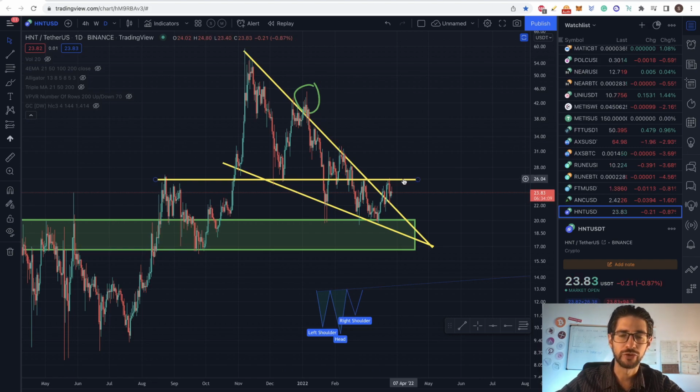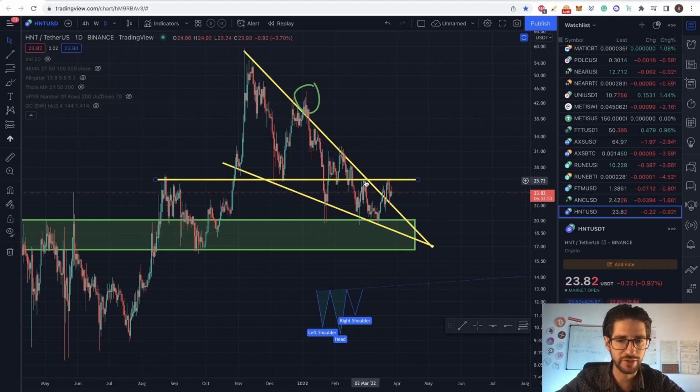So for me to turn bullish here, we need to break $26 and hold it as support. If it's support, we have great possibilities to create new all-time highs and a higher high here. But right now, this high is the same as this one.